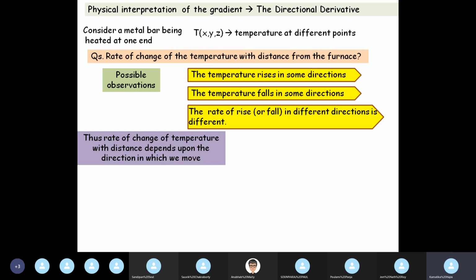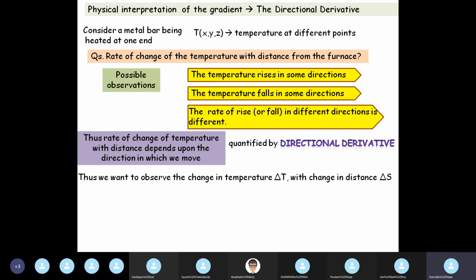So if I ask you a question, I also have to give you the direction in which I am asking you to find the rate of change of temperature. All right. This thing that I have just talked about is quantified by a parameter called the directional derivative. Now, how do we find the directional derivative? We want to observe the change in the temperature, say denoted by delta T, with change in distance delta S.